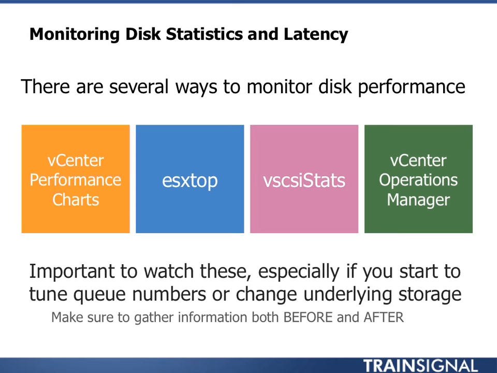Important to watch these, especially if you start to tune queue numbers or change underlying storage. Make sure you gather information before and after. Looking at ESXtop and seeing latency numbers of 20 milliseconds for storage doesn't help unless you know that you're normally at 5 to 10. If you're at 20 now, are you normally at 20 or is this new? If you don't know that, then it's kind of hard to figure out what's causing an issue. So at least have an idea of what is normal and abnormal.